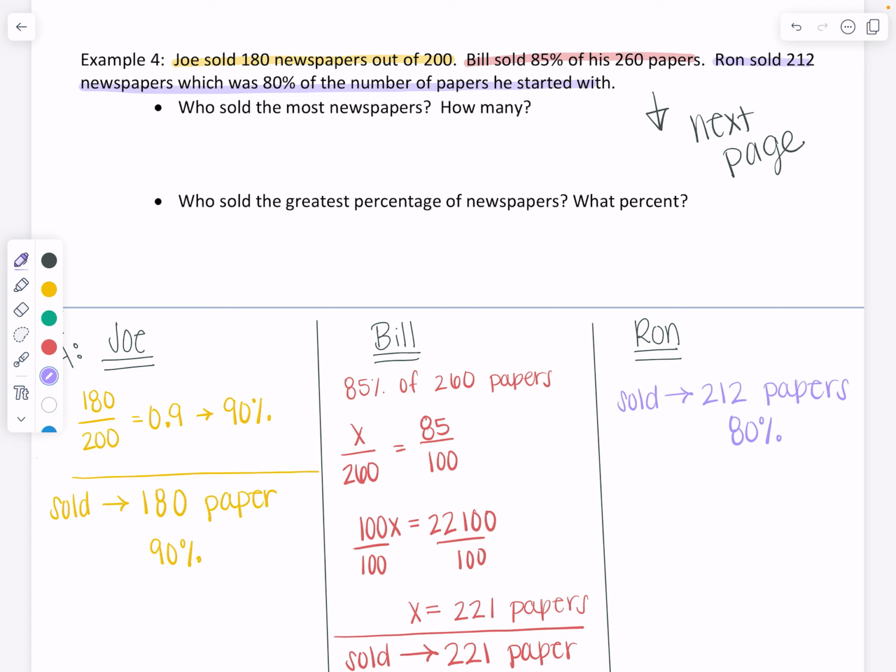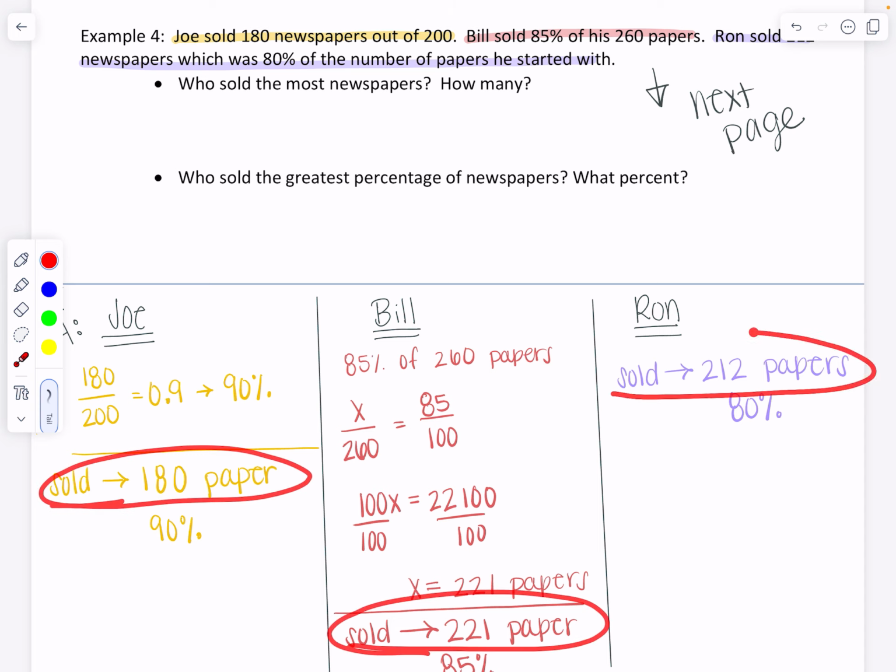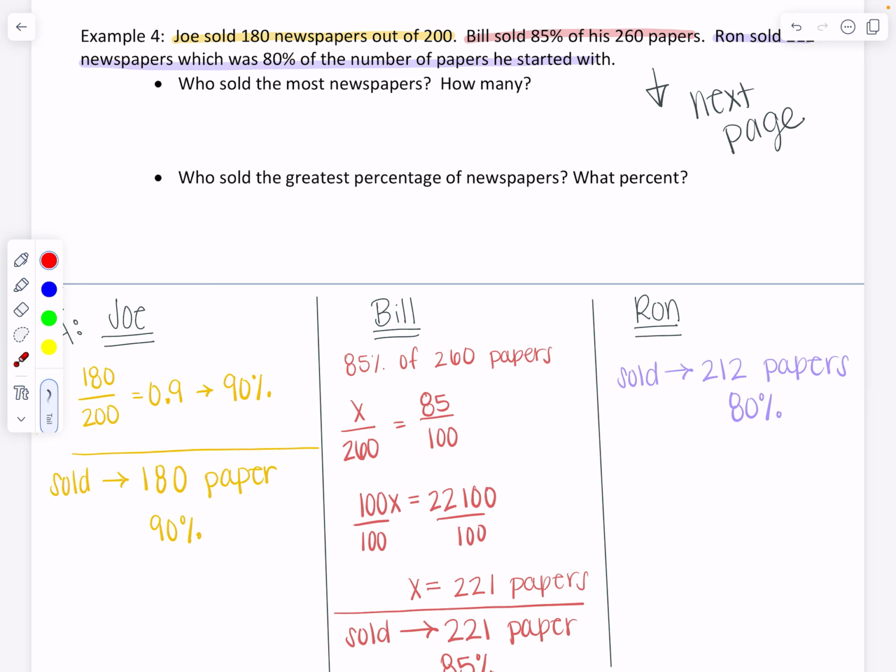Thankfully, I don't have to do any math for that one. Now, I need to answer the question, who sold the most papers and how many? Well, if I'm comparing, Joe sold 180, Bill sold 221, Ron sold 212, so Bill sold the most papers. And how many did he sell? He sold 221 papers in whatever this time frame was.